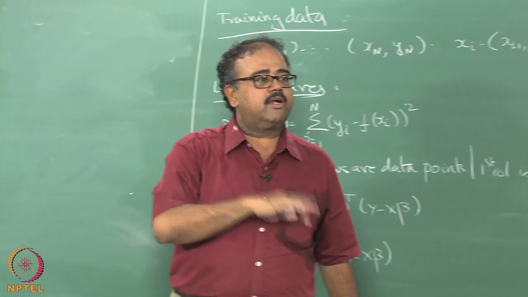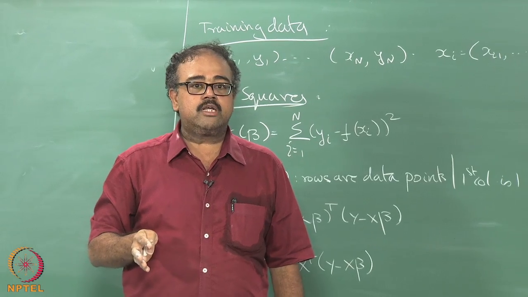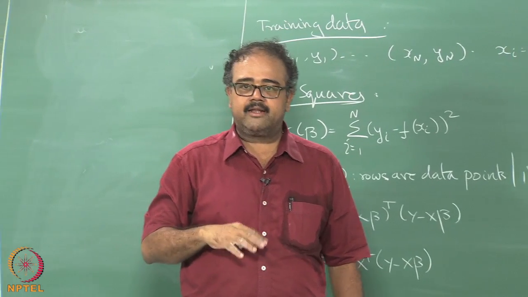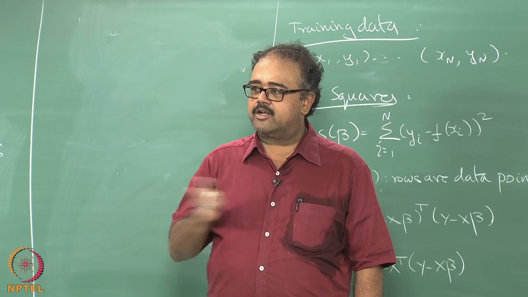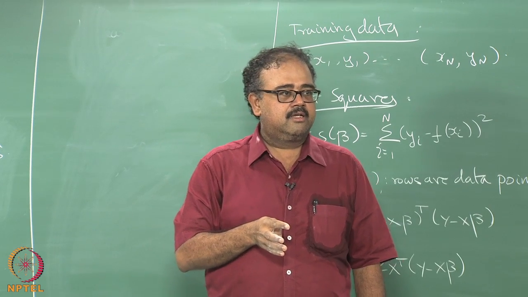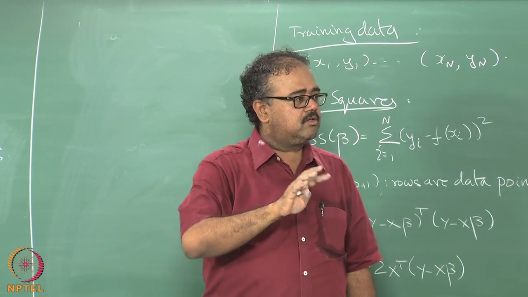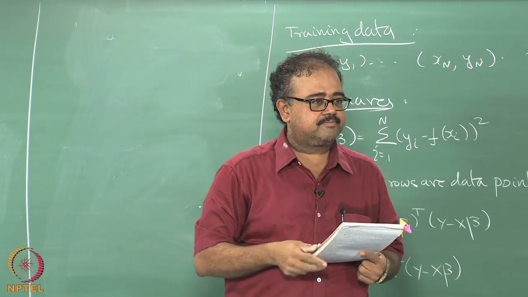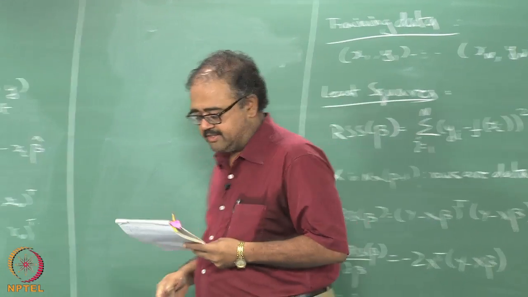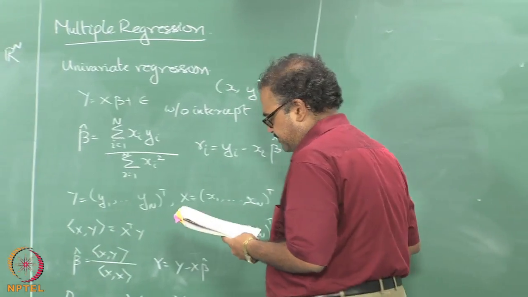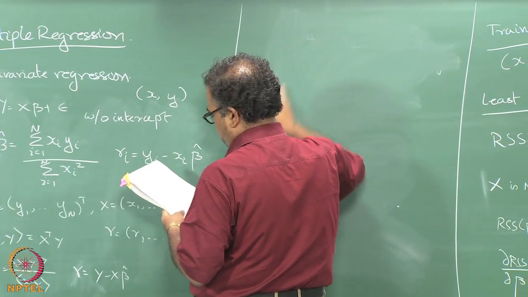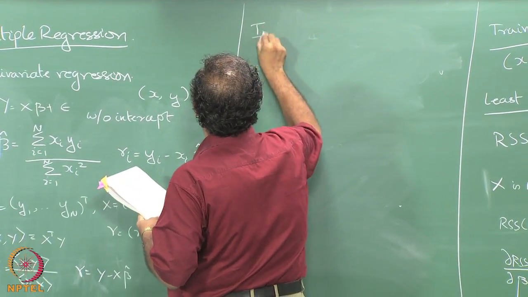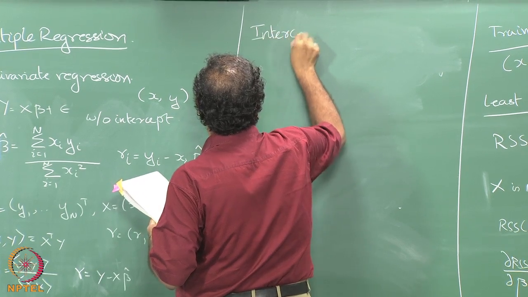What is interesting is what happens if the x's are not orthogonal. They are independent, so they still span a p plus 1 dimensional space, but they are not orthogonal. So what do the coefficients represent in that case? That is essentially what we are going to look at. We will start off by taking one step at a time.